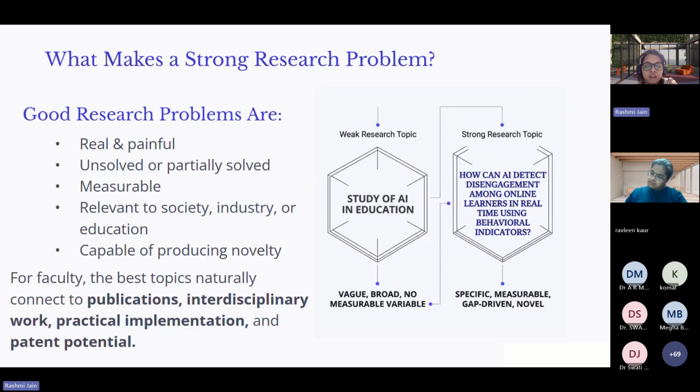It has to be measurable. So you should identify an area around which you can collect the data. It should be relevant to society, industry, or education. And a very, very important point, extremely important, is novelty. So it should be capable of producing some novel ideas.